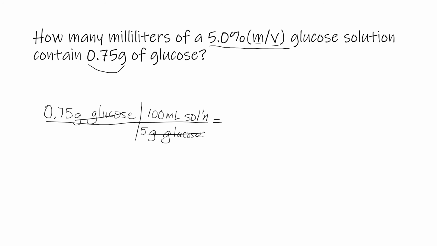0.75 times 100 divided by 5 gives us an answer of 15 milliliters of our glucose solution contain 0.75 grams of glucose. And we do need two significant figures since this is 5.0 as well. So 15 milliliters is our answer.